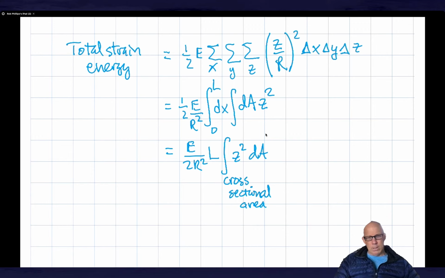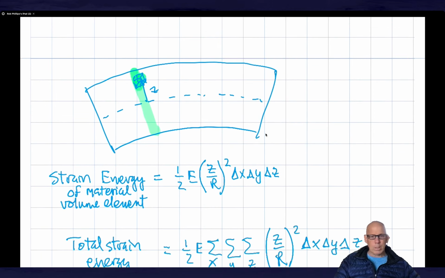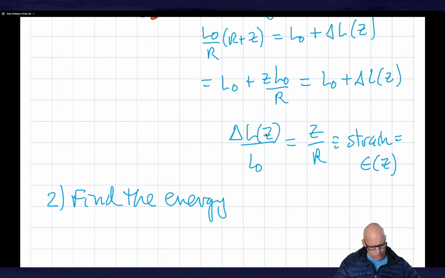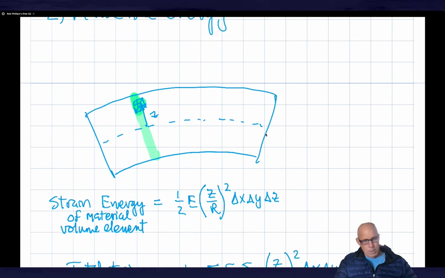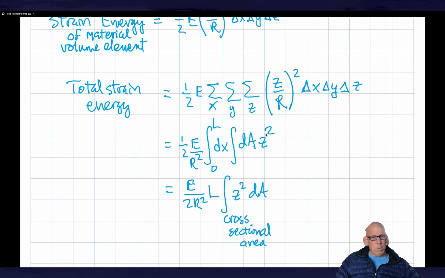Let's just review. Point one, we worked out what the strain is as a function of height z from the neutral axis, and that's how we produced this quantity right here. So that's the strain at height z. Then we said, let's find the energy. My scheme was first to use Hooke's law to find the energy in this little cube right here. This is the strain energy associated with one little cubical material volume element at height z off of the neutral axis.